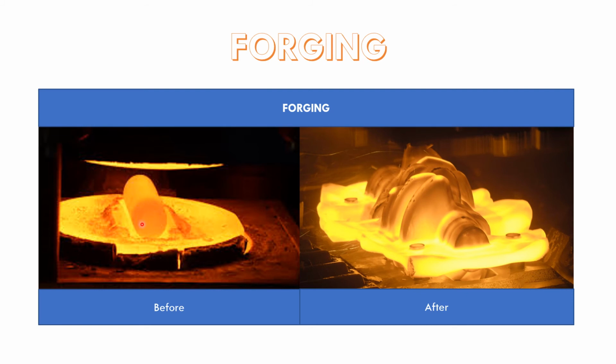So this one is the billet, right? The cylindrical billet that has been heated and then placed inside the die here. So after the compression, you will see that this is the product and these are the flash. Okay, so I'm going to explain later what is flash.